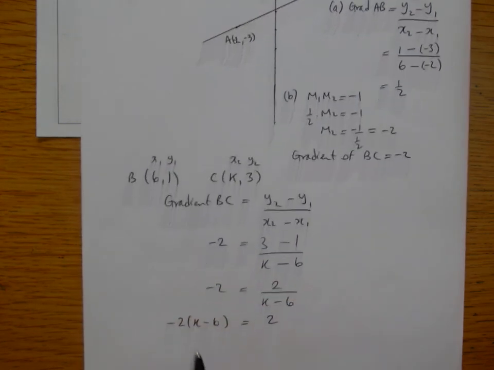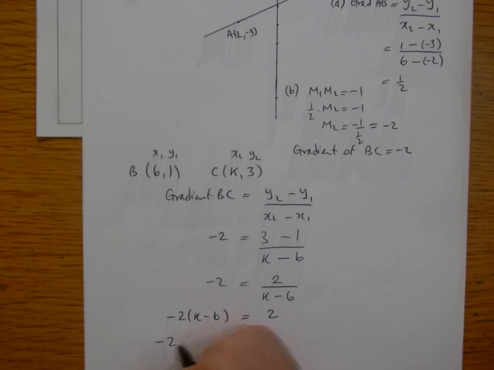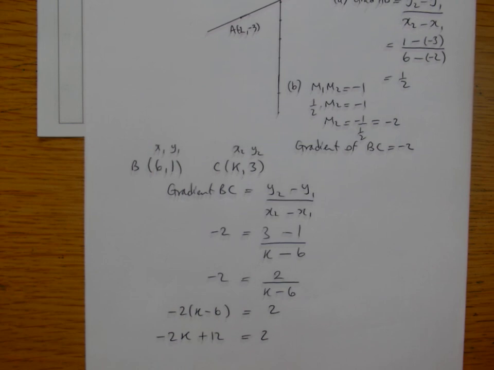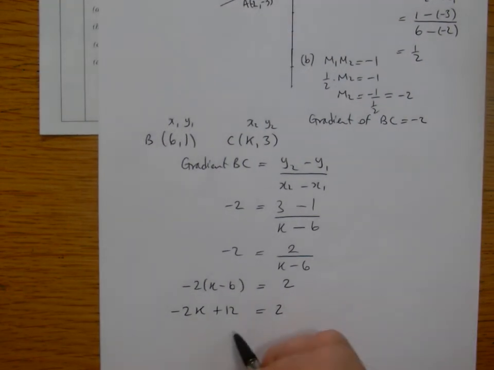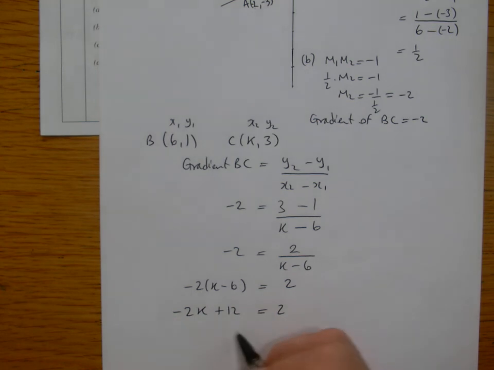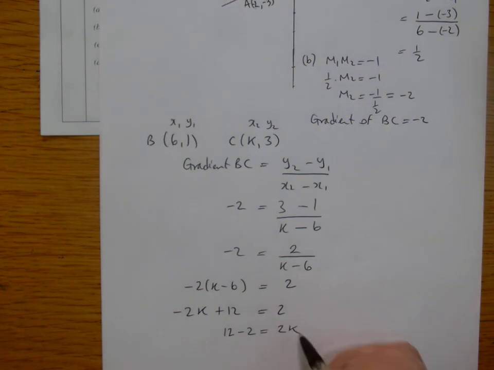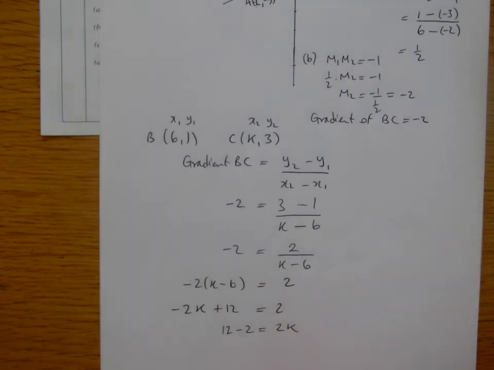Expand that bracket. So I get minus 2k plus 12 is 2. And then we can just solve this to get k out, and k should come out to be what they want us to get, which I think is 5. So take the minus 2k over, and take the 2 over that way, swap them around maybe, so you get 10 is 2k, so then k indeed is 5.